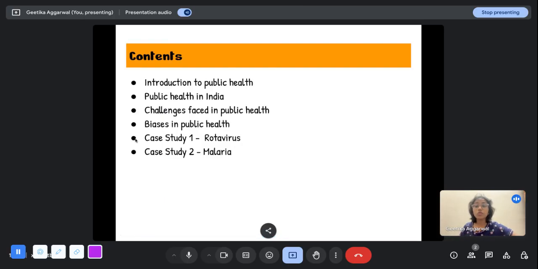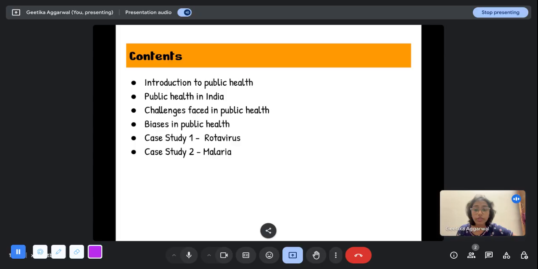Okay, so this week mostly discussed public health and public health in India. What is public health? What comprises public health? What are the challenges faced by public health in India? What are some biases that come with public health? And there were two case studies. One dealt with rotavirus, and the other was about malaria.